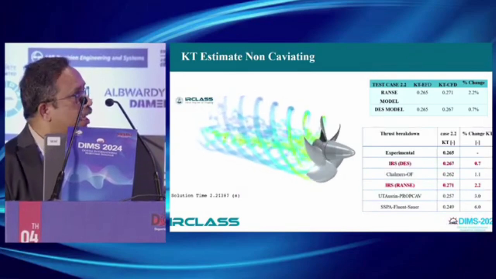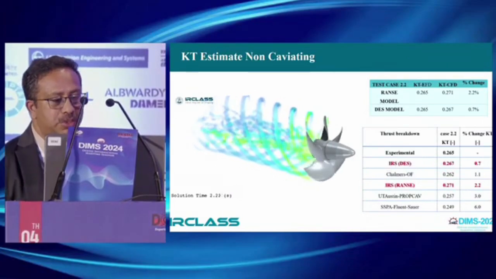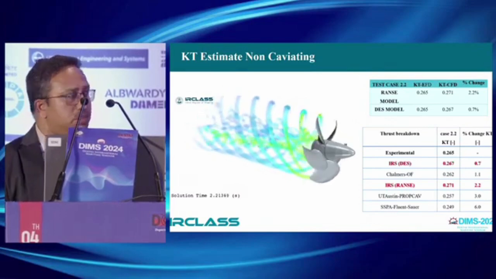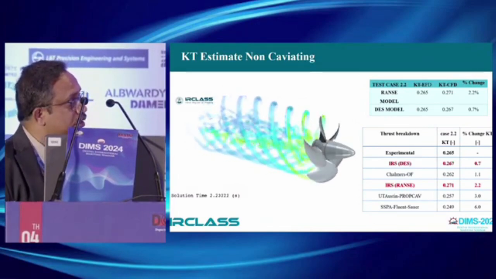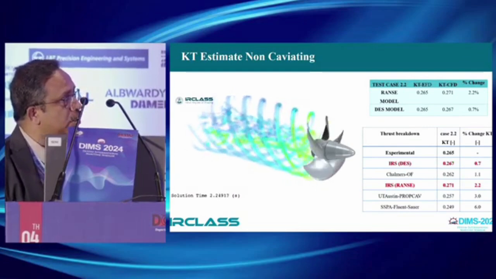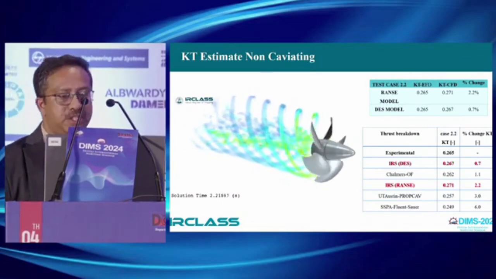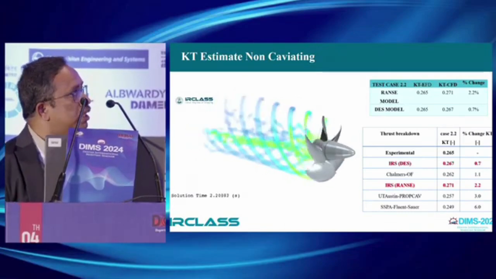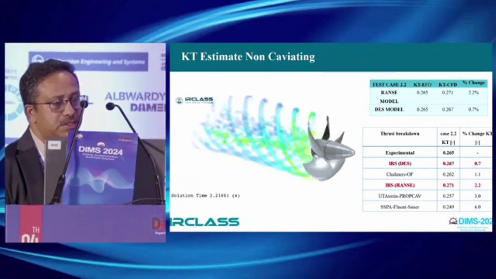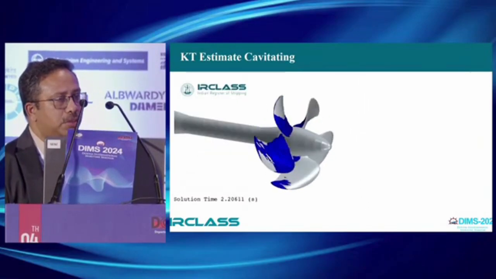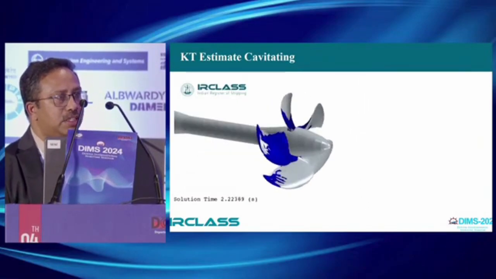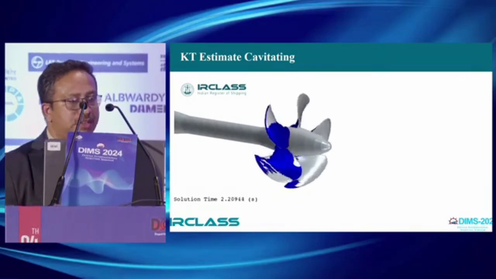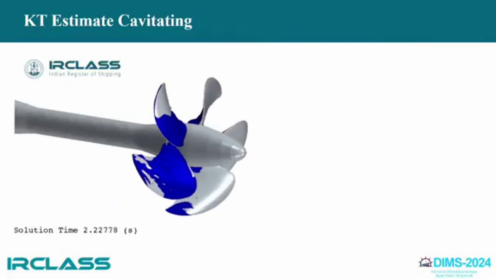In this workshop, there were other participants from Chalmers University, University of Texas Austin and SSPA. Our results were very close. Our DES results, in fact, were very close to experiments, whereas our RANS results are next to Chalmers. So this is the non-cavitating case, wherein the thrust coefficient is estimated. Next, I'll be talking about the cavitating case, how we are getting close to the loss in thrust due to cavitation using the numerical methods.